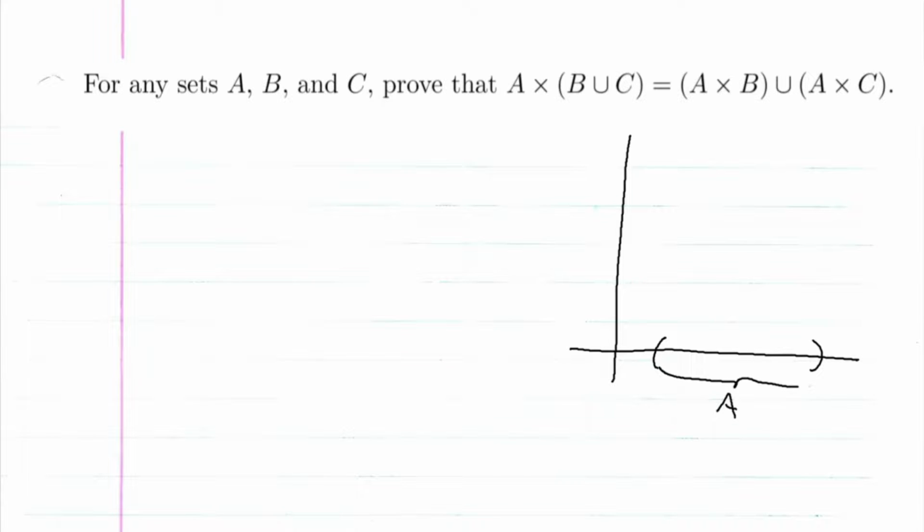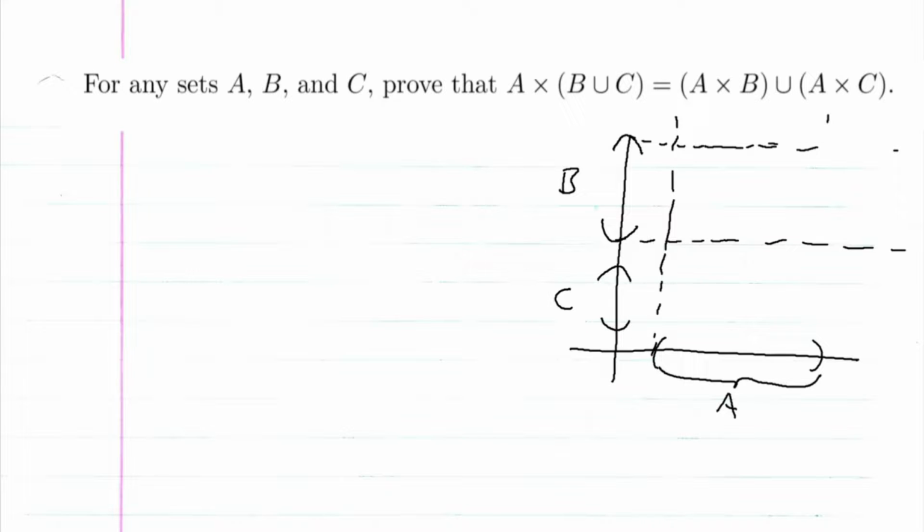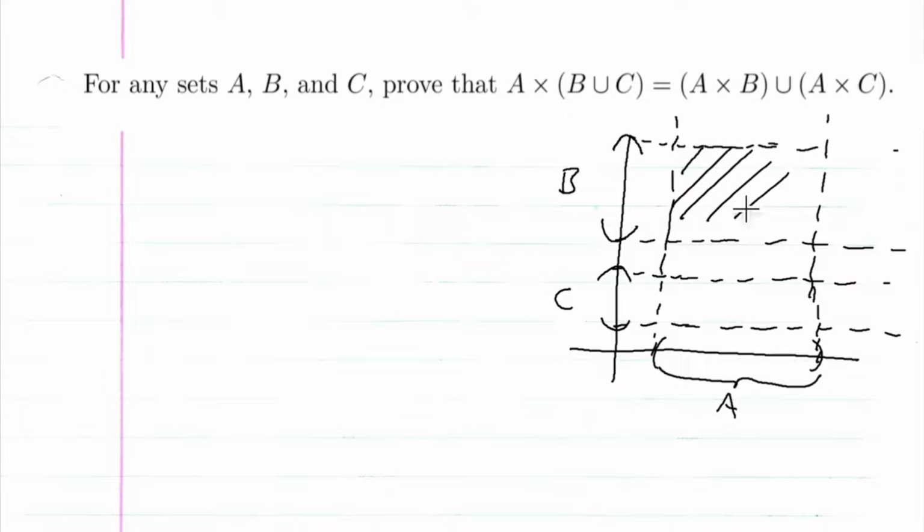So this is A, right? And then B and C are going to share the same line here. So we can do B, and then we can even do C here, right? So C and B, right? So let's represent this cross product like this. Okay. So this is where A and B meet, and this is the space where A and C meet. Okay. So as you can see, this is the space, and this is the space, right?